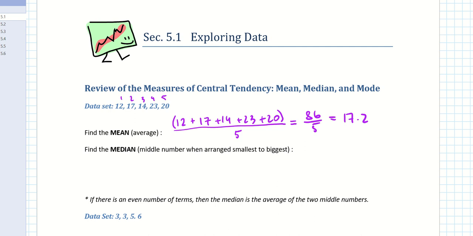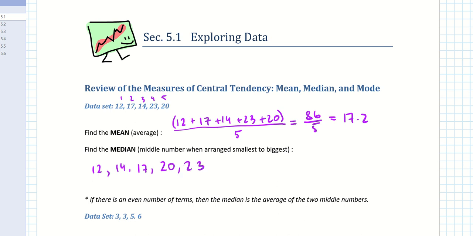So the next term is the median. Now the median is the middle number if you arrange your data from smallest to largest or from largest to smallest. So if you look here, we have 12, 17, 14, 23, and 20. So they're not organized. So the first step is to organize them. Let's do it from smallest to largest. So the smallest number is 12. The largest one looks like it's 23. And it's pretty easy to do if you have a small data set like this one. So we have 12, then we have 14, 17, 20, and 23.